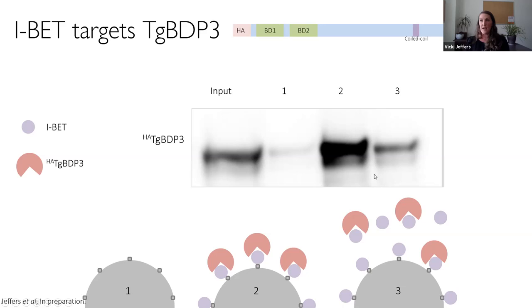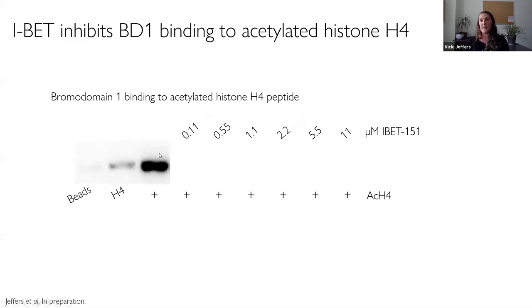So that told us really kind of conclusively that BDP3 is binding the IBET, and we were able to show with recombinant bromodomain that the IBET was binding BDP3. So we then tested the ability of BDP3 to bind acetylated histone, which indeed it does. We saw that the bromodomain 1 from BDP3 bound acetylated histone. And when we added some IBET into the mix, we saw that IBET, the drug, inhibited binding or recognition of acetylated histone, indicating that the drug is inhibiting BDP3 recognition of acetylated histones.